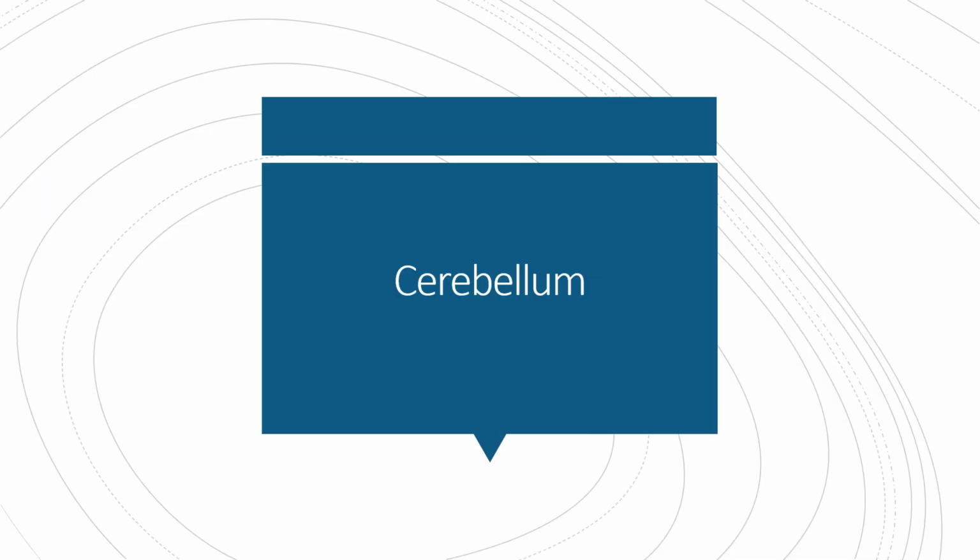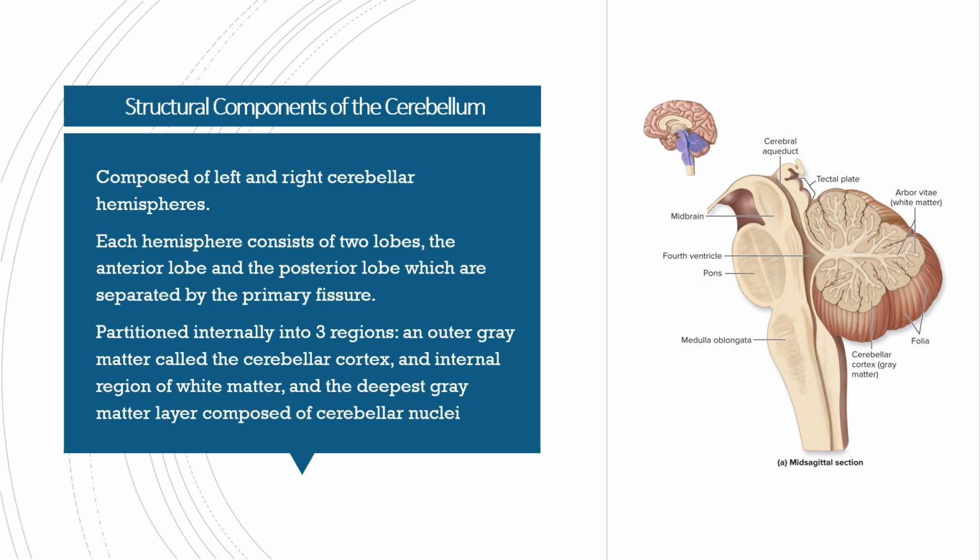The cerebellum is the second largest part of the brain. It provides fine control over skeletal muscle actions and stores memories of movement patterns. The cerebellum is composed of left and right cerebellar hemispheres. Each hemisphere consists of two lobes, the anterior lobe and the posterior lobe, separated by the primary fissure. It is internally partitioned into three regions: the outer gray matter, called the cerebellar cortex, the internal region of white matter, and the deepest gray matter layer composed of cerebellar nuclei.